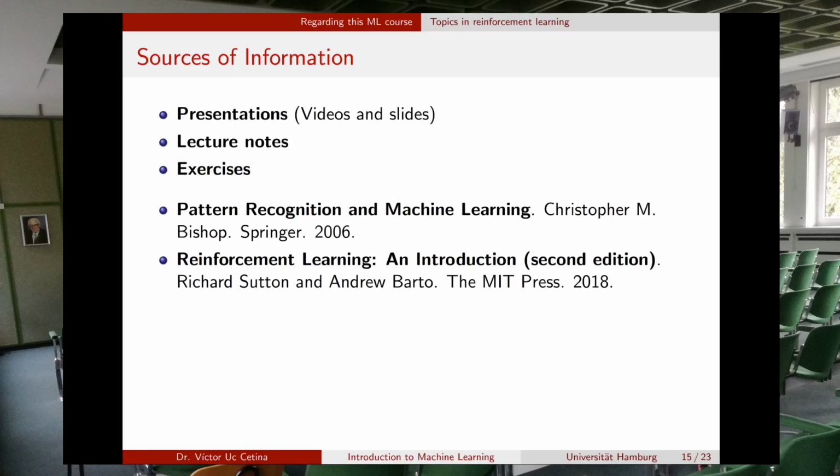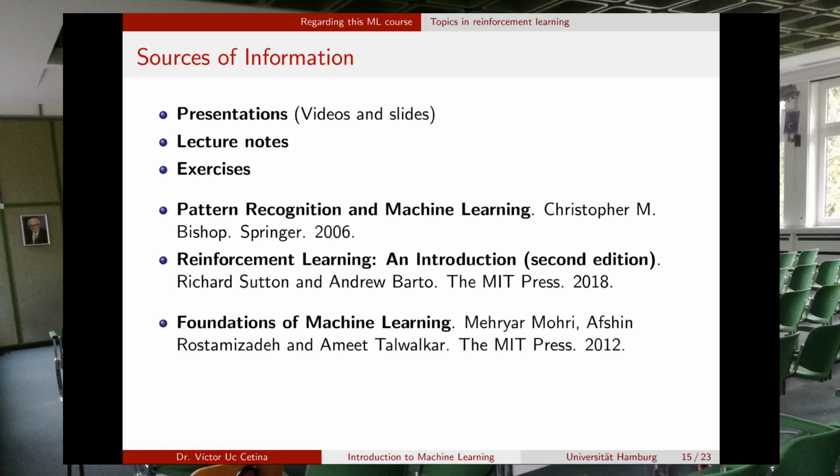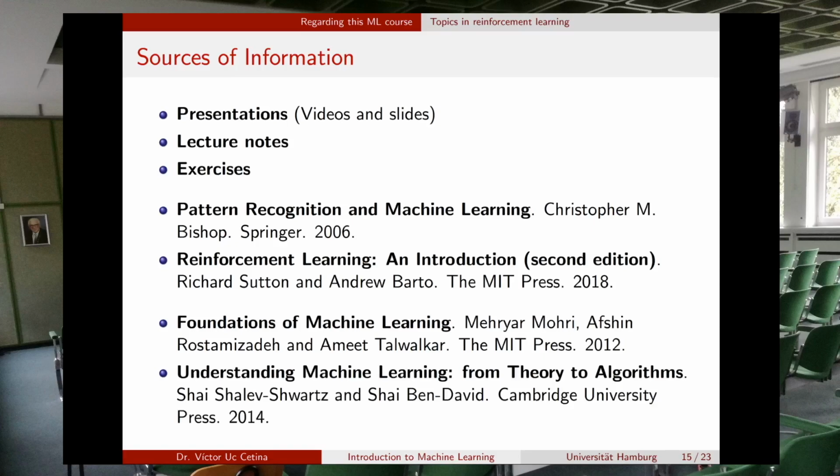And if you want to get deeper into the mathematics of machine learning, there are 2 other books that I can recommend. The first one is Foundations of Machine Learning, and the second one is Understanding Machine Learning: From Theory to Algorithms. These are more mathematical books. They are very good books about machine learning.